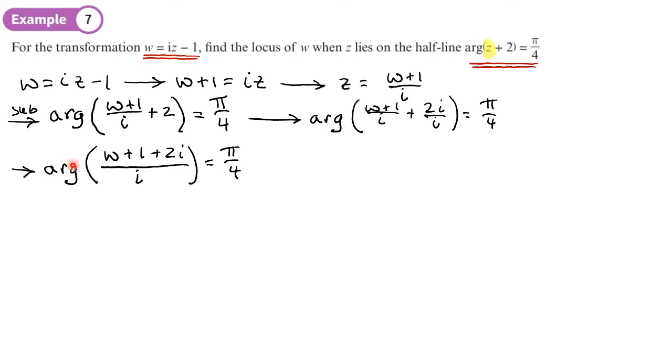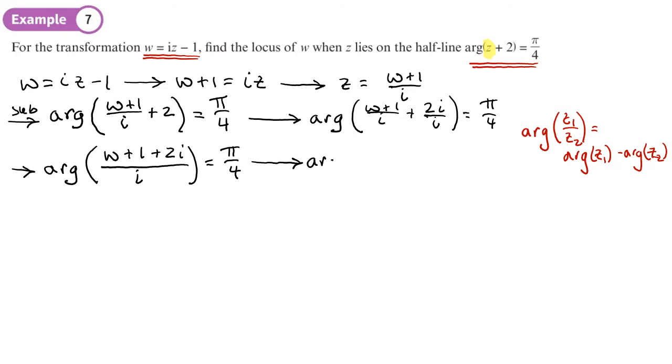Now what have I got here? I've got the argument basically of something over something. I can use this rule. If I've got the argument of z1 over z2, it's equal to the argument of z1 minus the argument of z2. So let's do that.